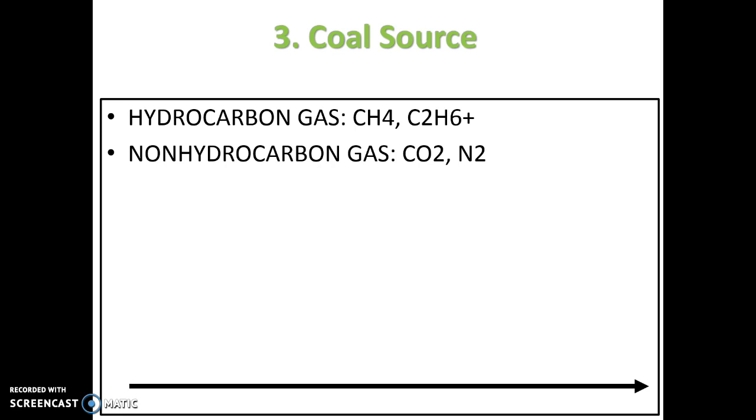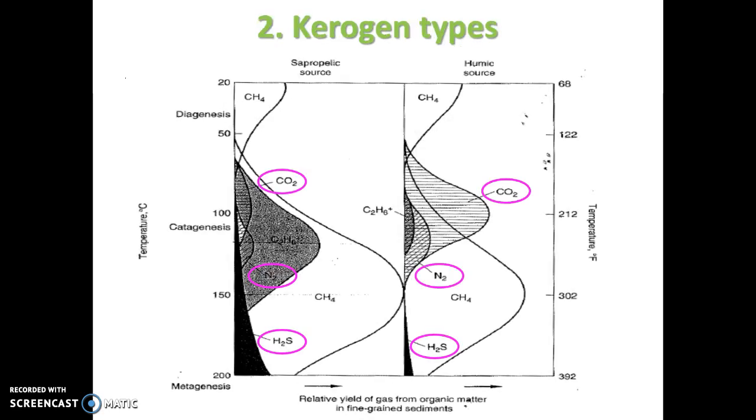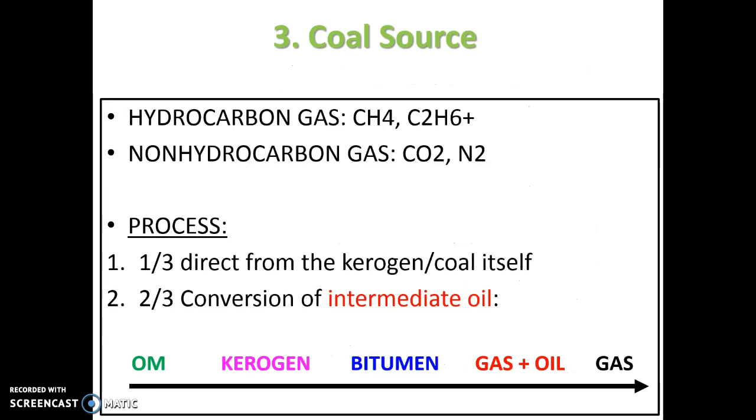However, they are strongly absorbed, so therefore their presence is only calculated as estimation and prediction. So 1/3 of the gases come directly from coal by the primary cracking. Meanwhile, 2/3 of the gas usually comes from the secondary cracking of the oil generated by coal itself.